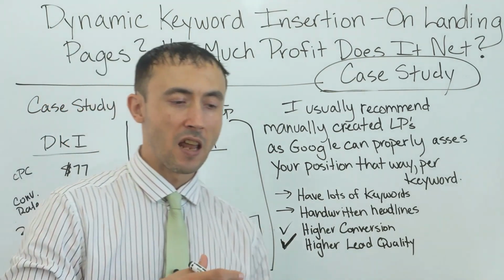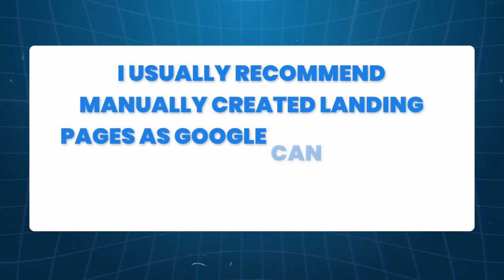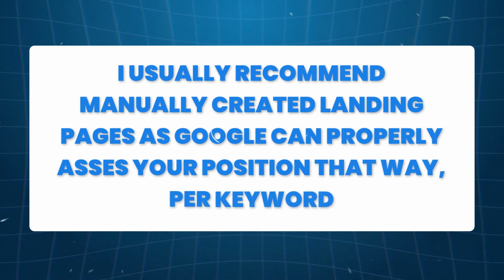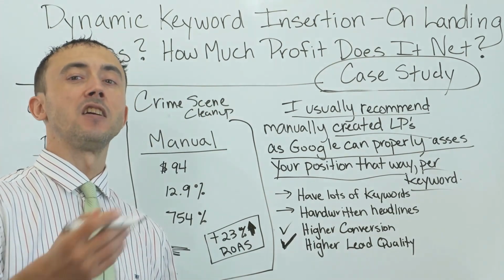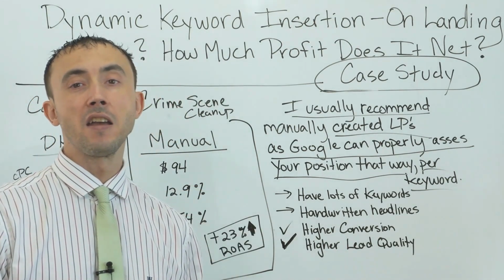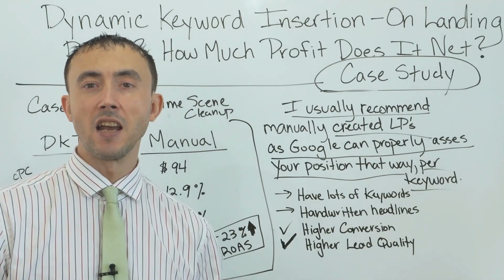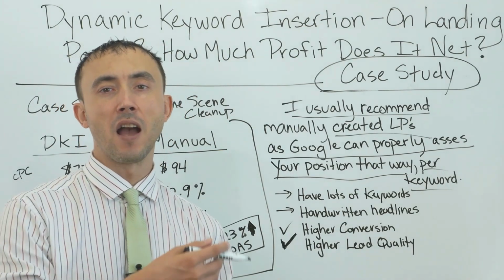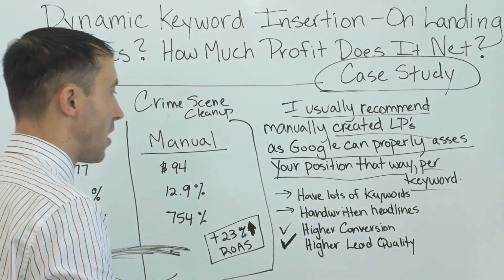So with that said, moving into the content here, I usually recommend manually created landing pages as Google can properly assess your position that way per keyword. If you're evaluating whether or not you want to take my advice here as to do it right, handwrite your headline for every keyword versus using a dynamic keyword insertion script via the landing page tool you're using or whatever outside third-party script you're using on your landing pages to do that.